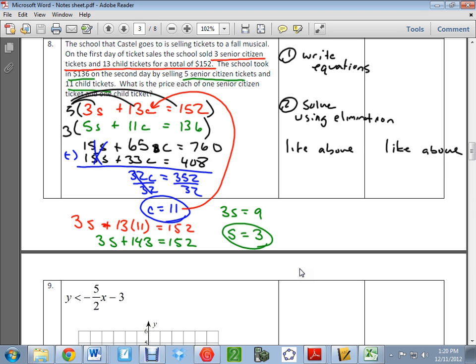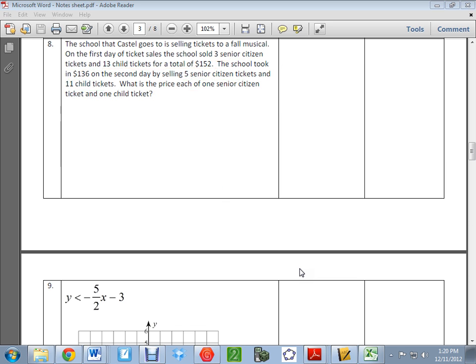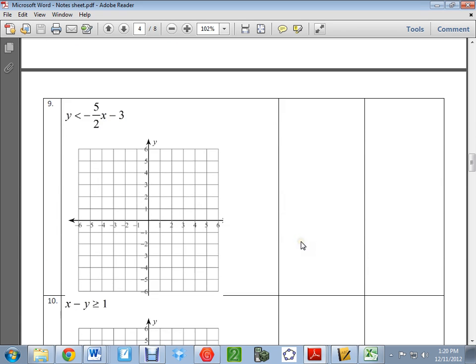You done, Micah? Number 2 says solve using elimination, like above. Okay. Micah, Miss Jessie has some notes for you if you need. Shut this door. Where did Jackson go? I'm gonna punch him in the face.